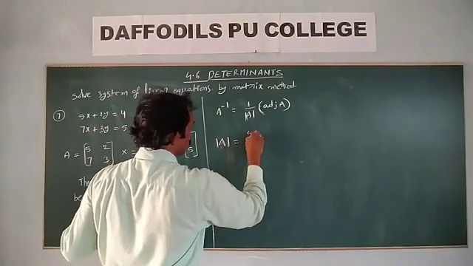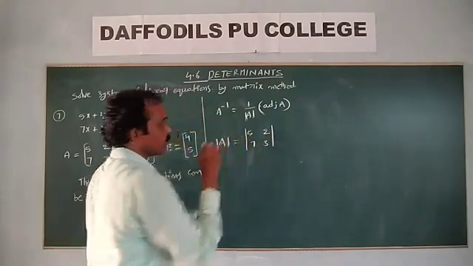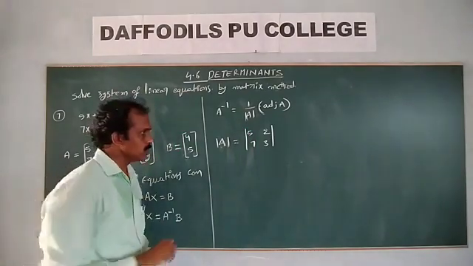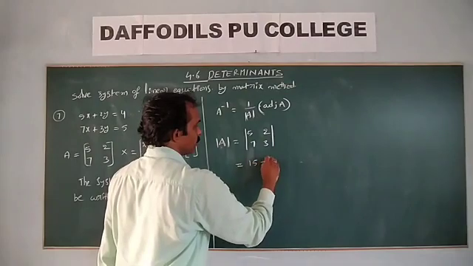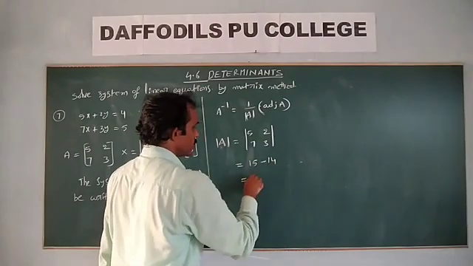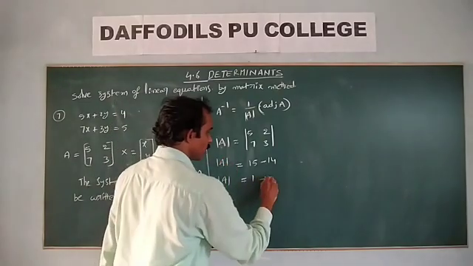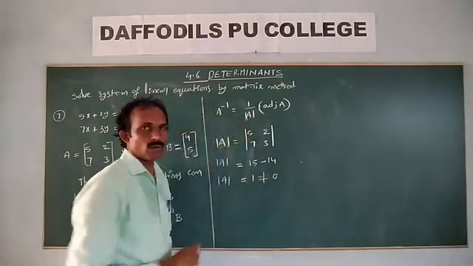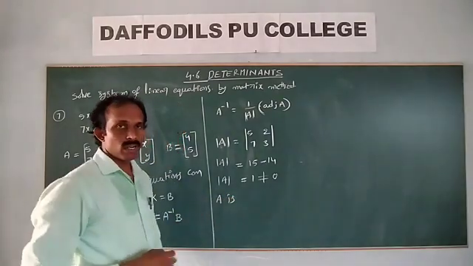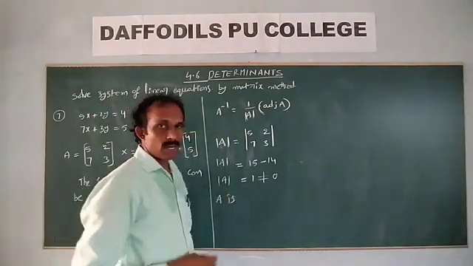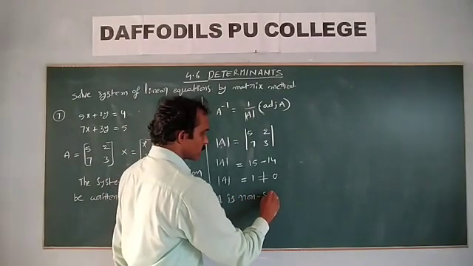Det A is 5, 2, 7, 3. This value: 5 times 3 is 15, minus 7 times 2 is 14, equal to 1. Therefore, the determinant of A is equal to 1. It is not equal to 0. What is the definition of a singular or non-singular matrix? Determinant not equal to 0 means A is a non-singular matrix.